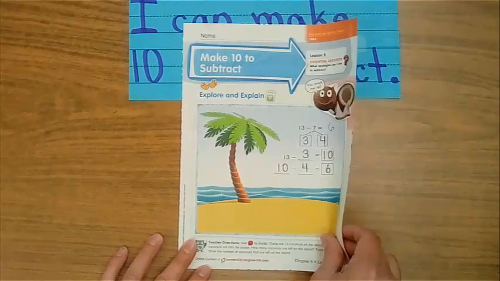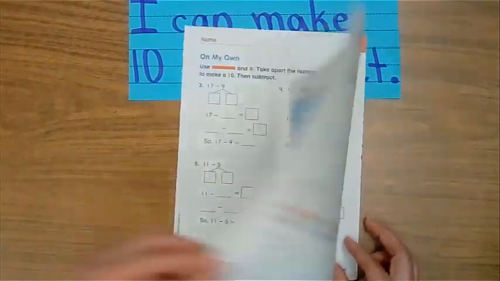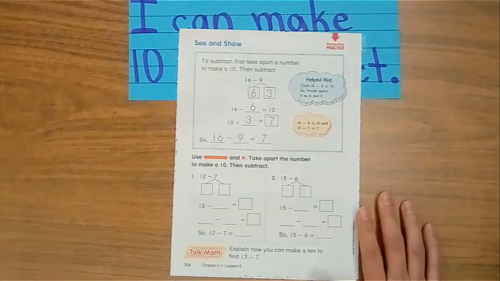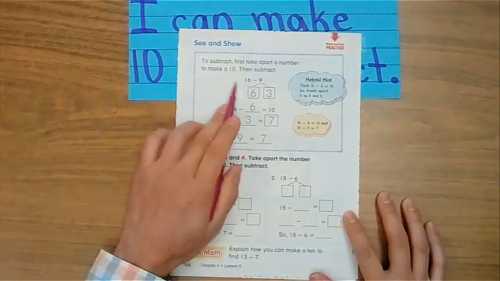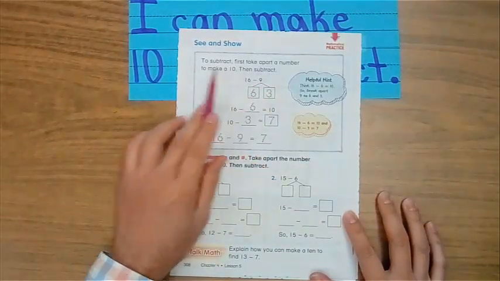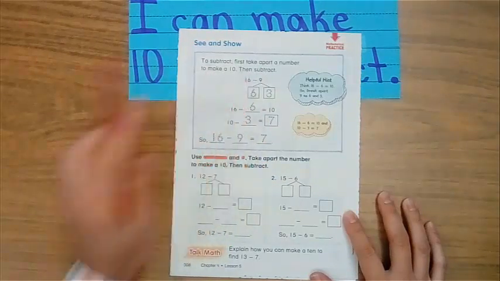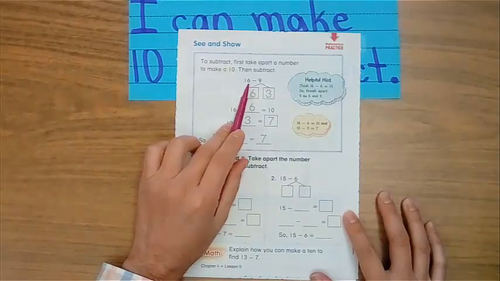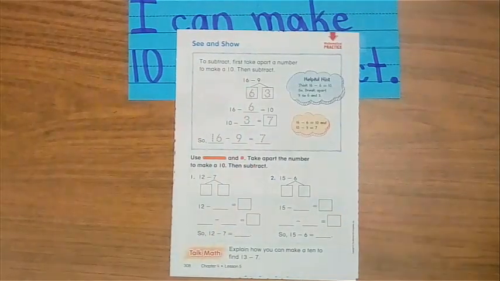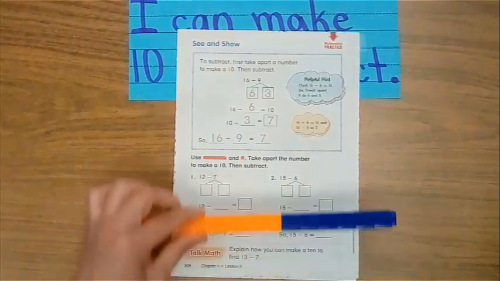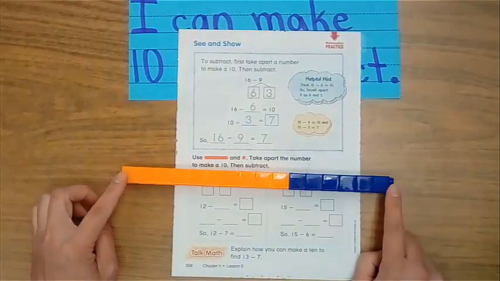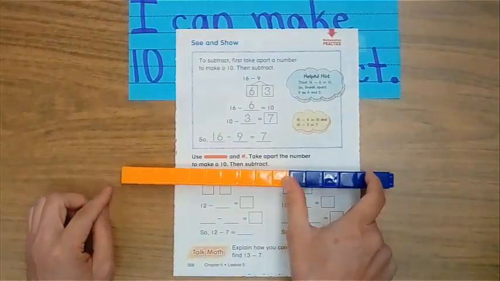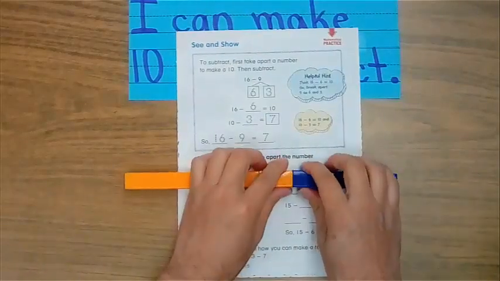Okay, let's turn the page. See and show. To subtract, first take apart a number to make a 10, then subtract. So it says right here, 16 minus 9. Okay, so what if I had 16 blocks? So I have 16 blocks right here. I need to take away 6 of them to make a friendly 10, right?